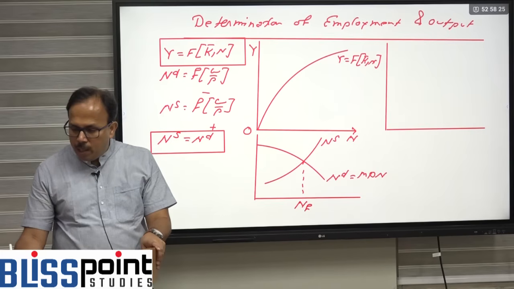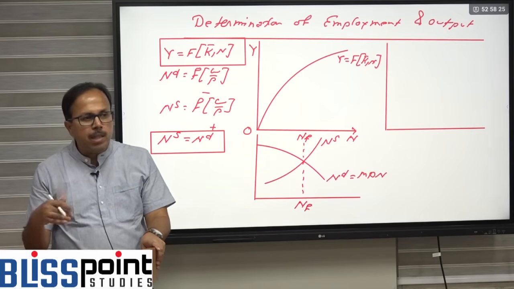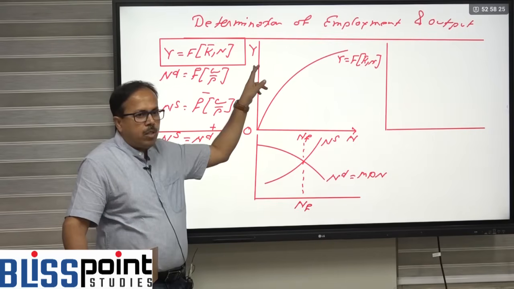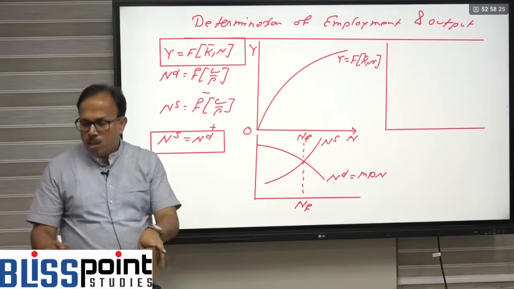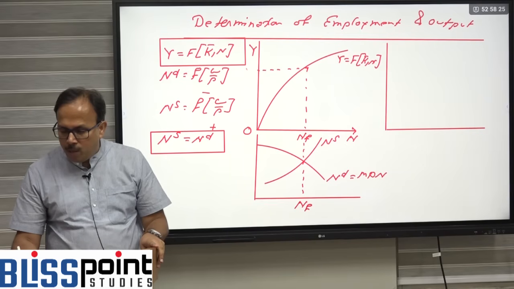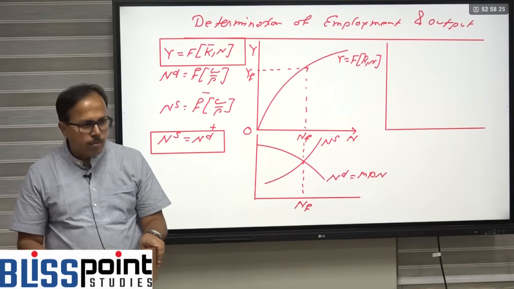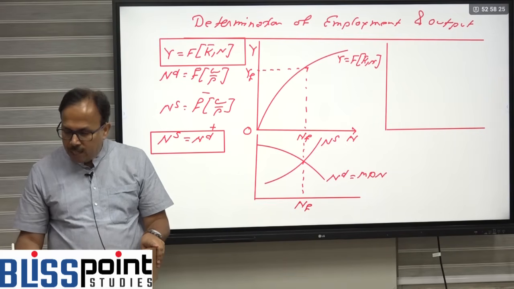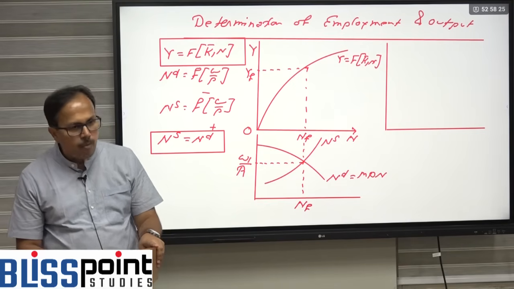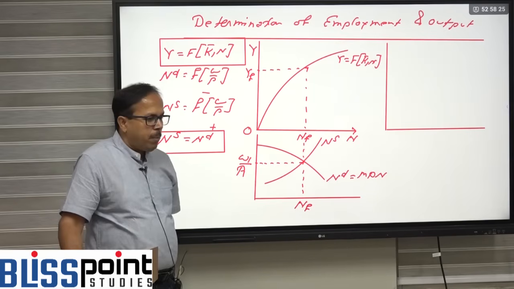So once you determine the employment, you will determine the output according to which curve? According to the function, Y is a function of N. So once you determine N, then you determine the output. This output will be called the full employment output. And this equality will also determine the real wage. Real wage is W1 by P1.